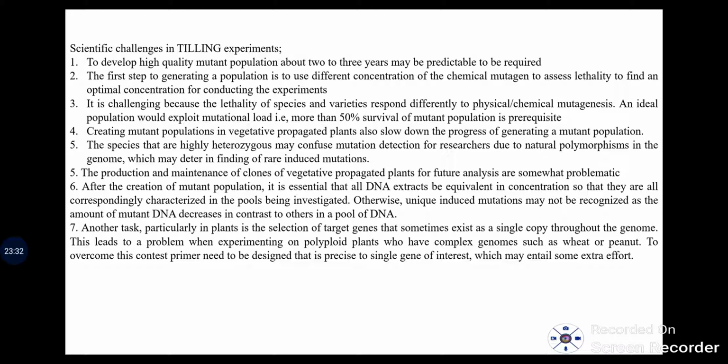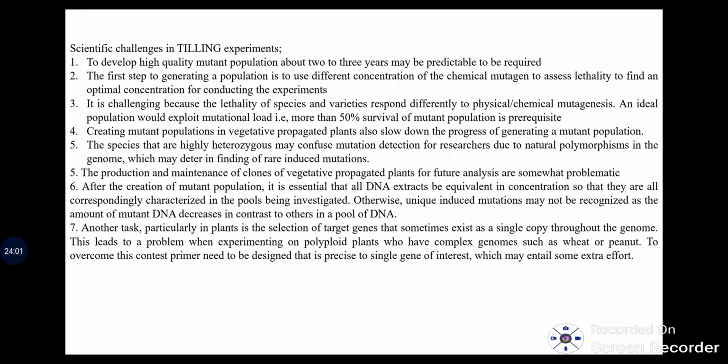It is challenging because the lethality of species and varieties respond differently to physical or chemical mutagenesis. Creating mutant population in vegetatively propagated plants is quite difficult. Species that are highly heterozygous may confuse mutation detection for researchers due to natural polymorphism. Then, production and maintenance of clones of vegetative propagated plants for future analysis are somewhat problematic.